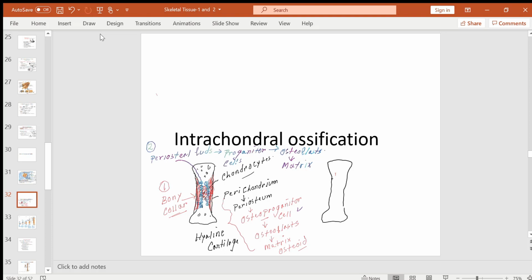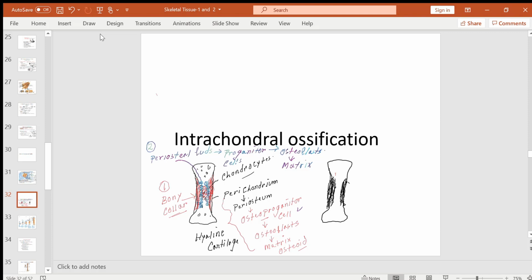Okay, so we already got the outer part of the bone, the bony collar here, right? So we got new bone tissue here from the bony collar, and we also got the inner part of the cartilage, new bone tissue or matrix from the periosteal buds, right? And now what happens next?